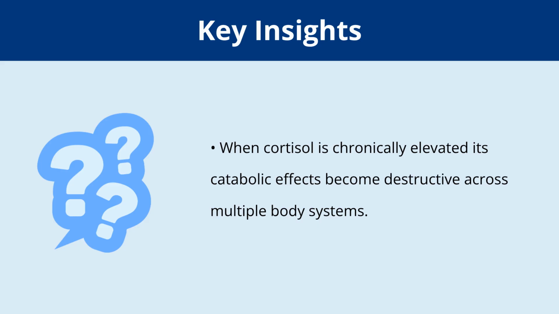When cortisol is chronically elevated, its catabolic effects become destructive across multiple body systems. In the musculoskeletal system, cortisol suppresses protein synthesis. In excess, this can lead to muscle wasting, pronounced in the proximal muscle groups. In the integumentary system, cortisol inhibits collagen production.